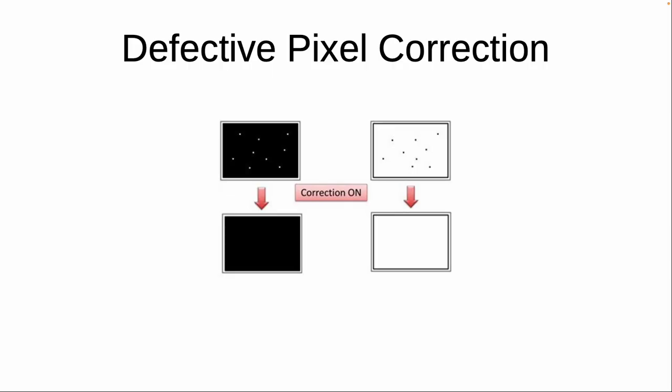Well, the first thing you might want to do is defective pixel correction. If you have a short in your image sensor, then that'll show up as white dots on a black background. You want to correct that by averaging with adjacent pixels. If you have an open circuit in your image sensor, then that'll show up as black pixels on a white background.